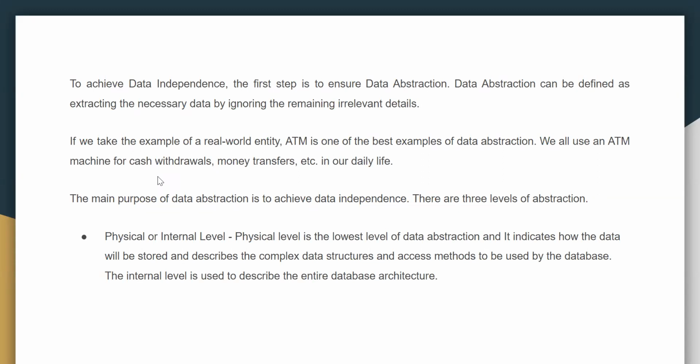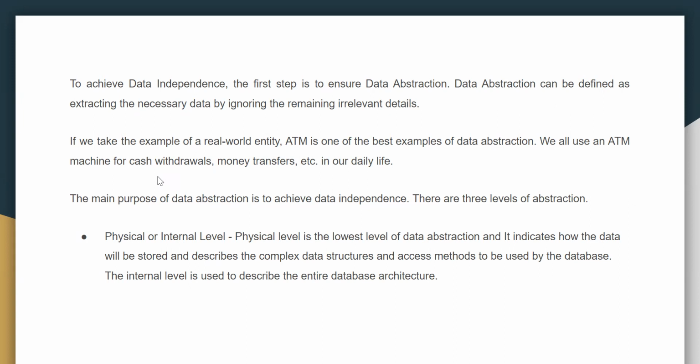To achieve data independence, the first step is to ensure data abstraction. Data abstraction can be defined as extracting the required data by ignoring the remaining unnecessary details. Take a real world example: an ATM is one of the best examples of abstraction. We all use an ATM machine for cash withdrawals, money transfers, and so on.